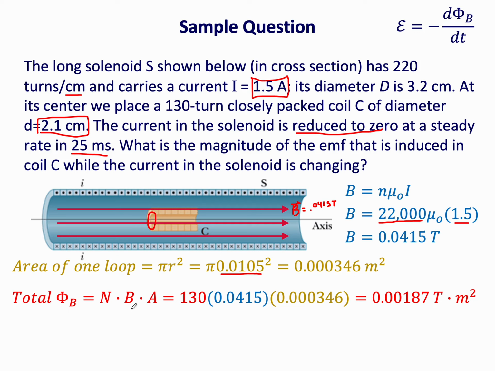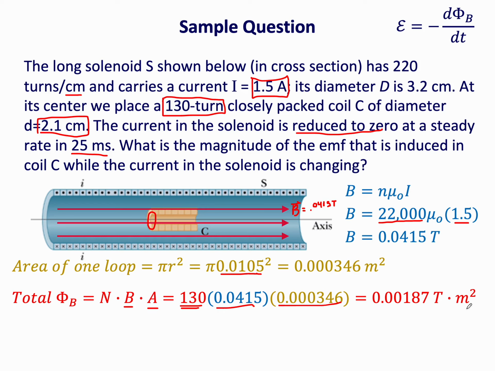Well, it's going to be the flux through one loop, the magnetic field times the area, times 130. Where's the 130 come from? Well, there's 130 turns in that yellow solenoid. So the total flux going through it is given by this, 0.00187 Webers, or Tesla meters squared.